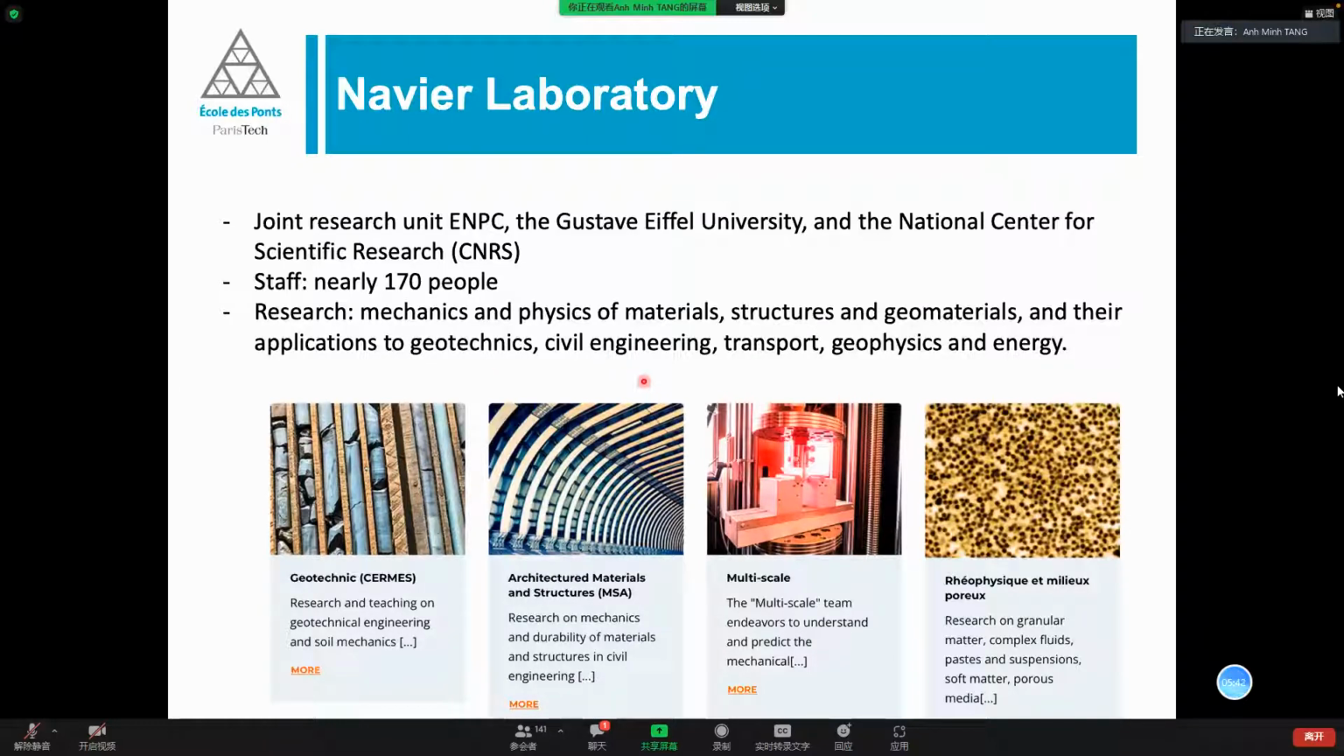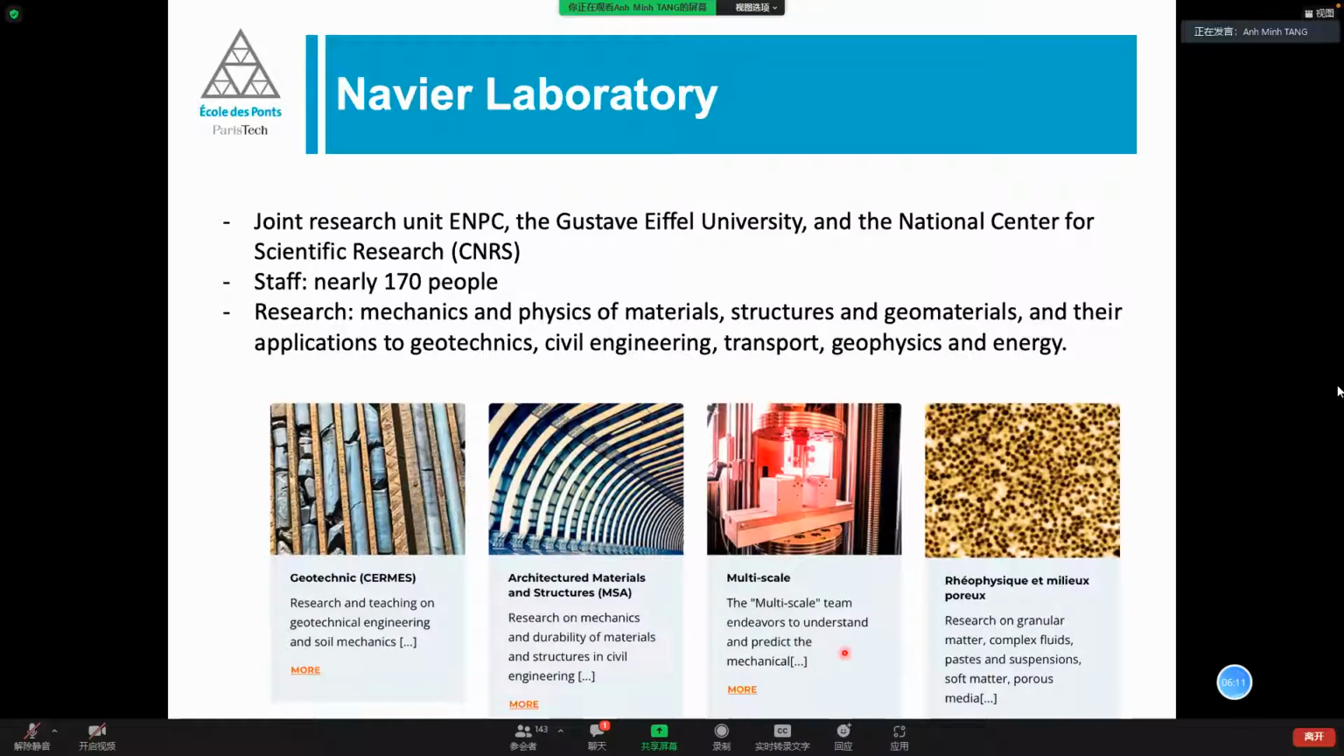In the lab, there are four teams. I'm in the team in Geotechnics. In Geotechnics, we work on research and teaching on geotechnical engineering and soil mechanics. Another team works on architectural material and structure, where we do research on mechanics and durability of material and structures in civil engineering. The third team we call multi-scale.